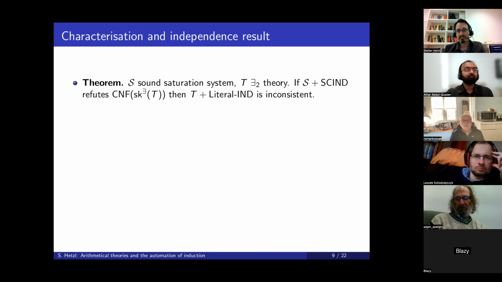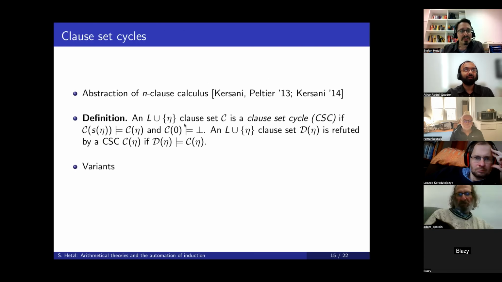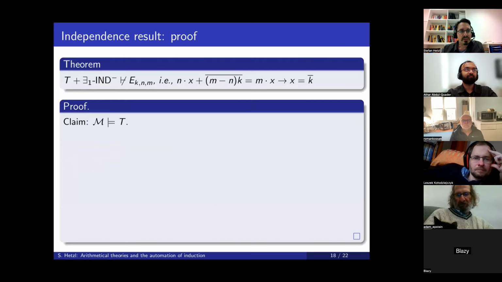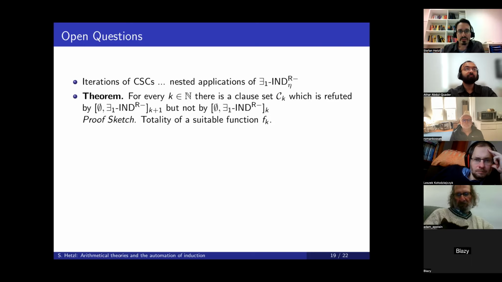Stefan, you see the page with open problems. I think we have a few minutes. Could you go back? Sure. So they were specific to the exists one setting. So there are two things that I wanted to mention here.